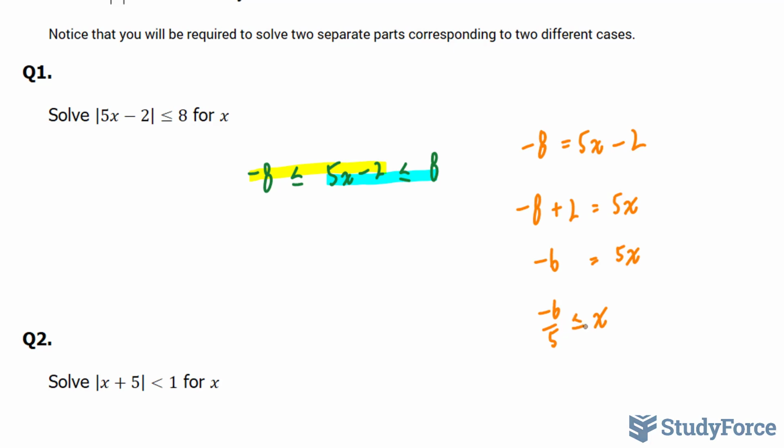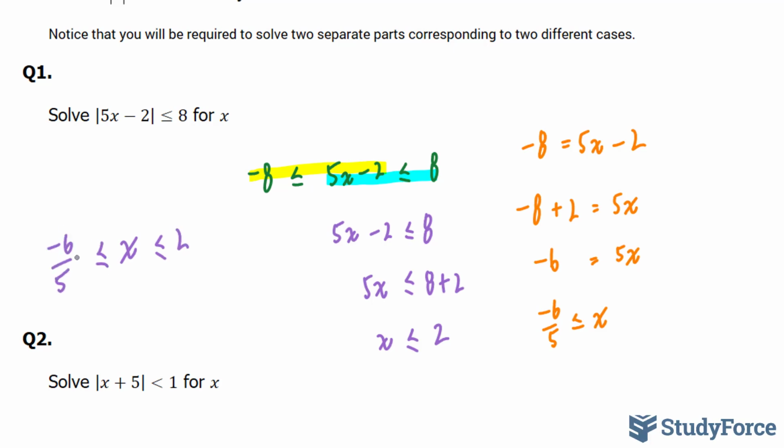We're going to do the same thing for this part now. 5x minus 2 is less than or equal to 8. We bring the 2 over. 8 plus 2. 5x is left on the left side. Therefore, x is less than or equal to 10 divided by 5, which is 2. X in the middle, less than or equal to 2, greater or equal to negative 6 over 5.